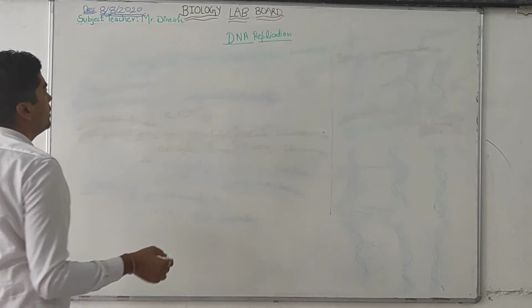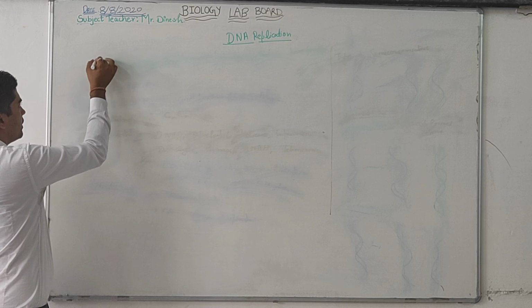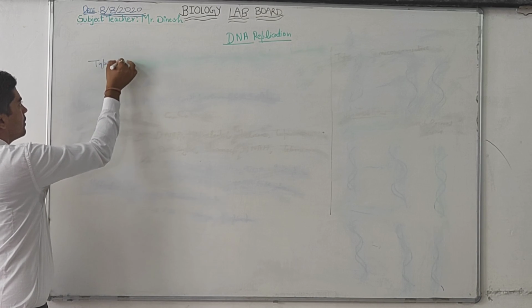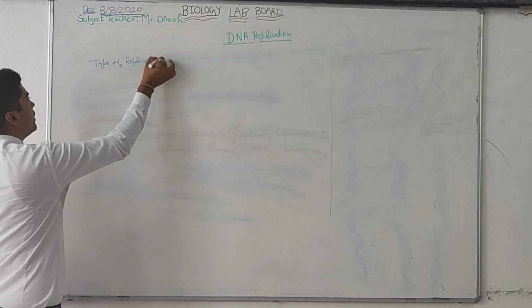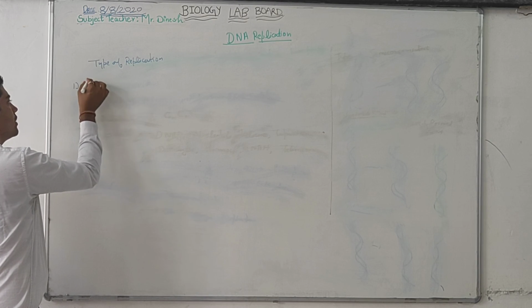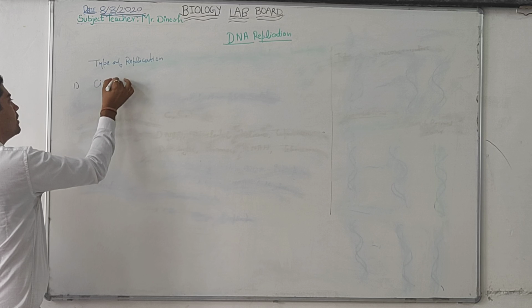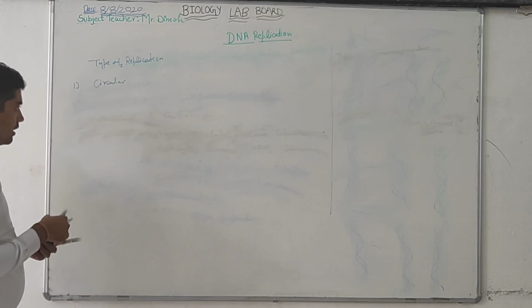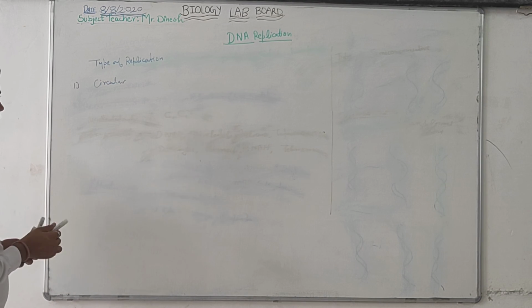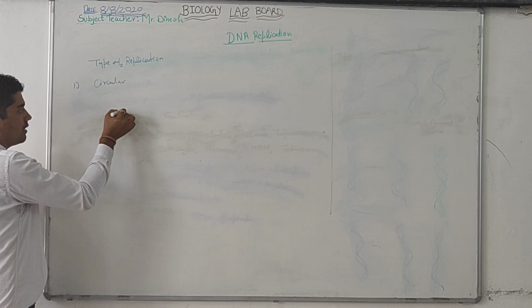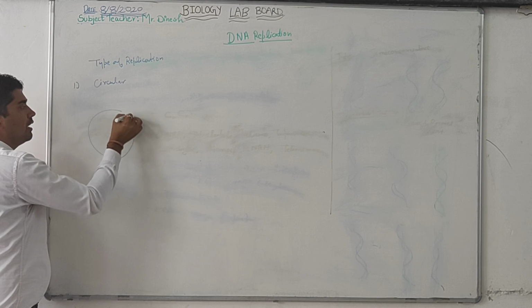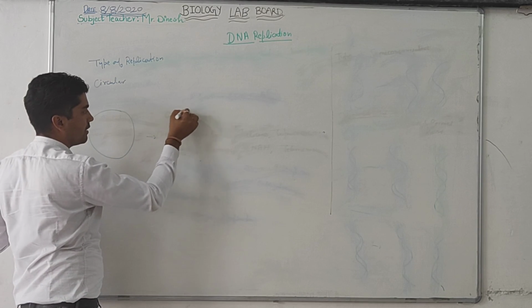Give a look at here. Types of replication again. Type of replication. In this we have circular, it takes place in prokaryotes. Second, in circular, this is the genetic material and it will replicate in this fashion.